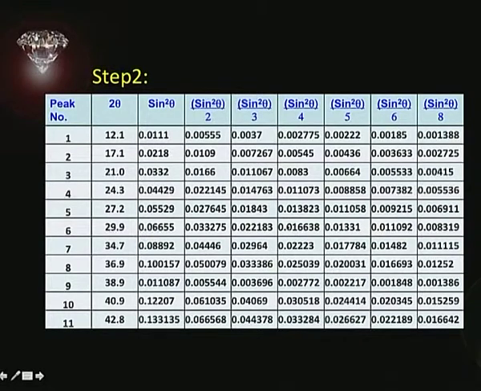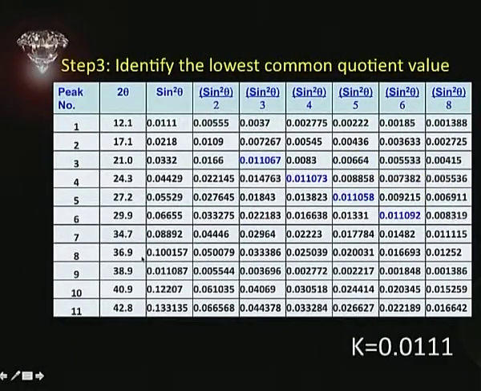That means I compute sin square theta from the observed values and then compute all these ratios. Step 3 is to identify the lowest common quotient in this. This has been marked in blue here. So, from this whole data I just visually try to identify it.